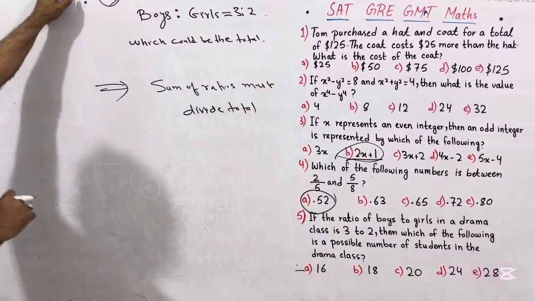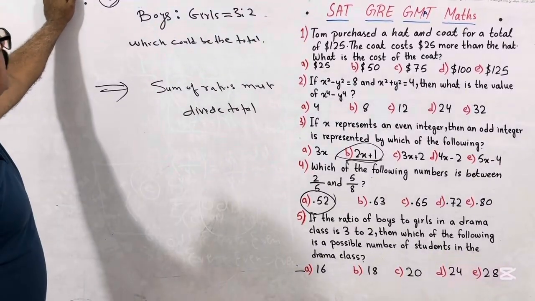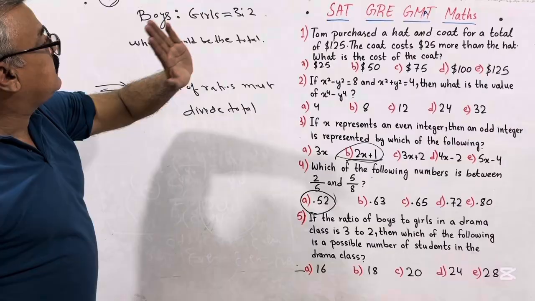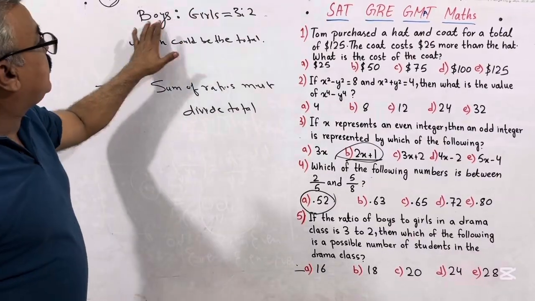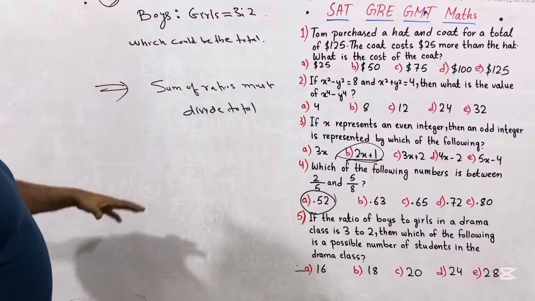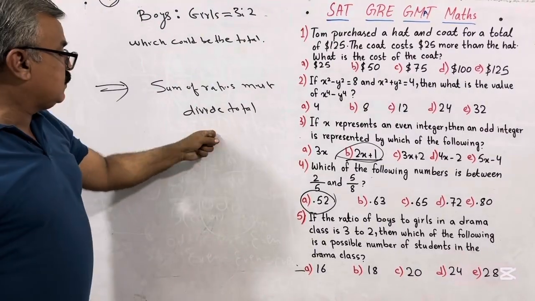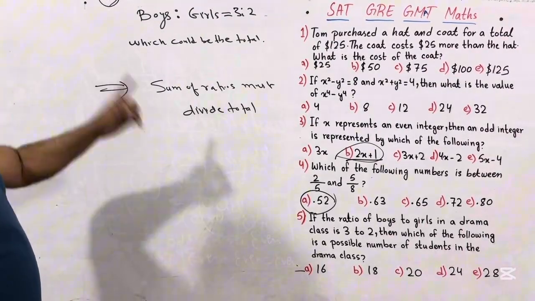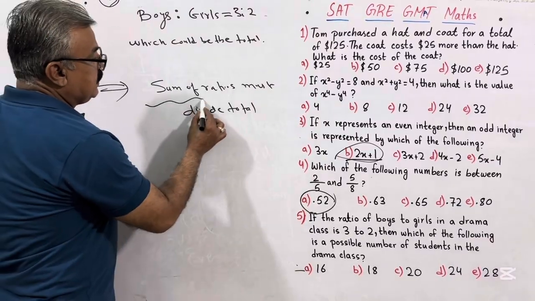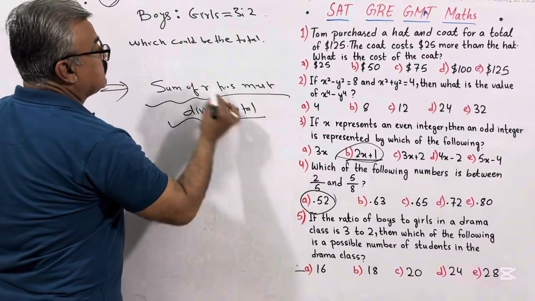We have been given no information except that the ratio of boys to girls is 3:2. We are asked which could be the total. That is the key fact: the sum of the ratios must divide the total.